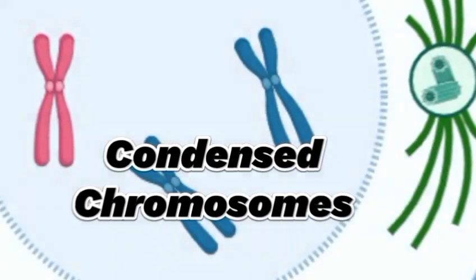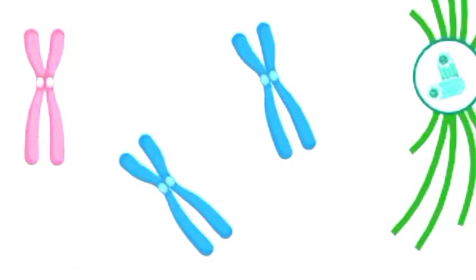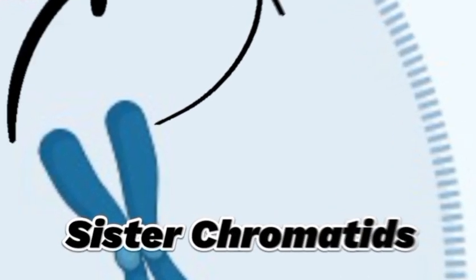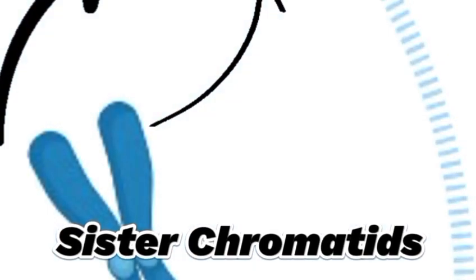The human body has 23 pairs of chromosomes, and each chromosome contains a long DNA molecule, and it carries many genes. Now look at this replicated chromosome. Each identical half is called a chromatid.